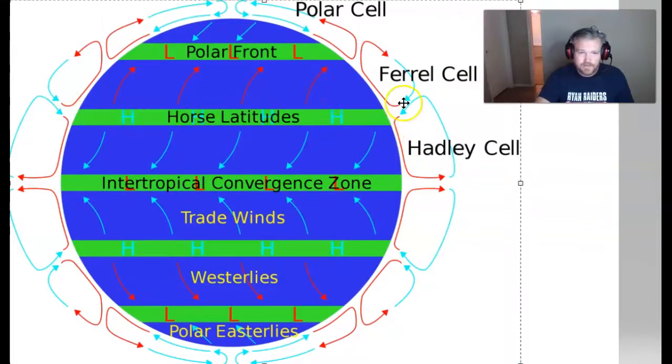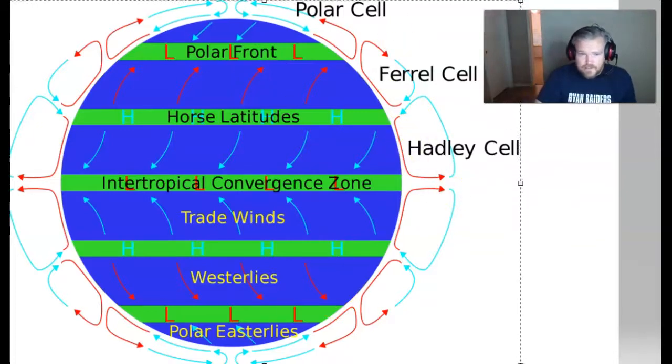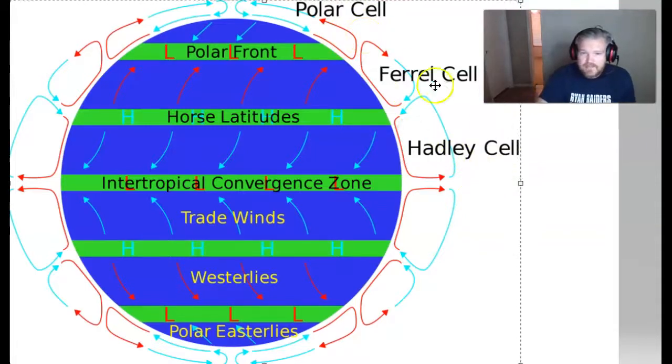This is 30 degrees north. This is 60 degrees north, 30 south, 60 degrees south. Notice that they call this one a polar cell. Some places call it a polar front. I was wondering, in the other video, why it's called a polar front and not a polar cell. This one calls it a polar cell. So Hadley cell, Ferrel cell, polar cell.